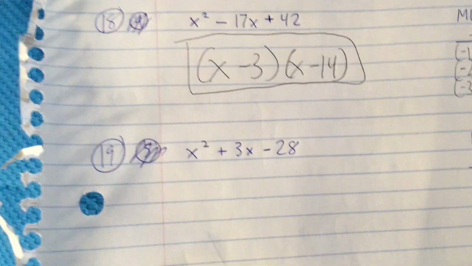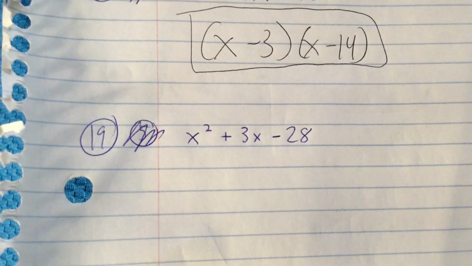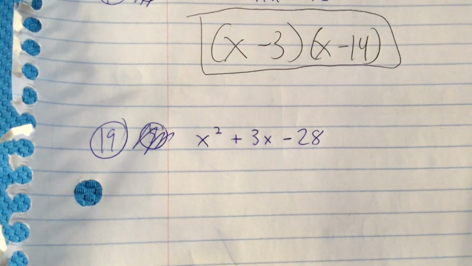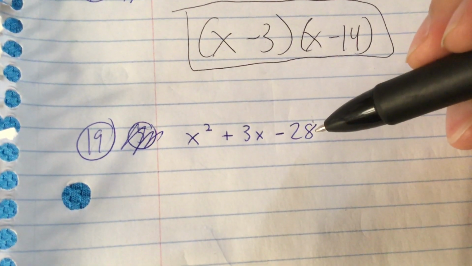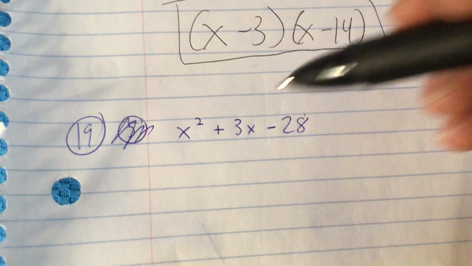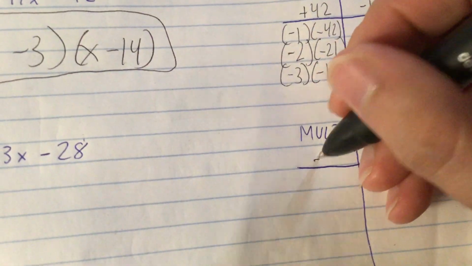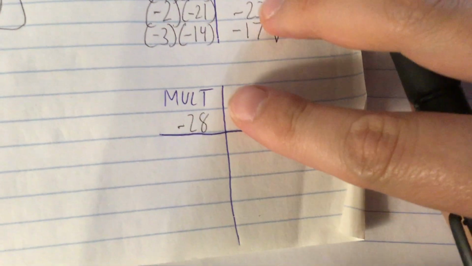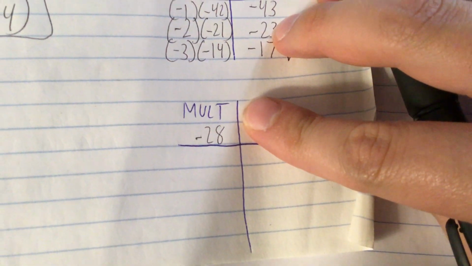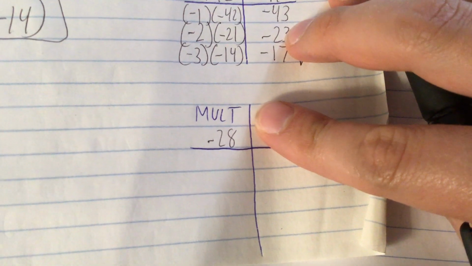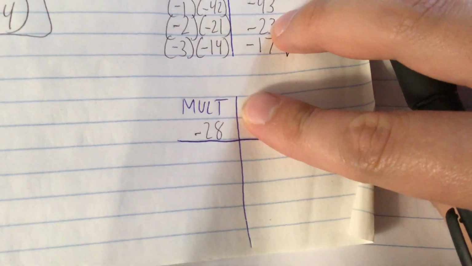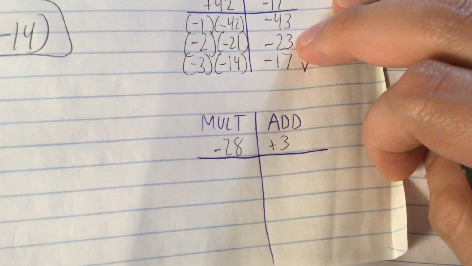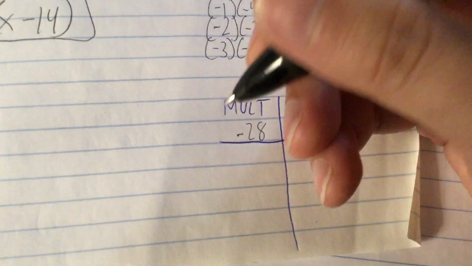Okay. All right, number 19. X squared plus 3x minus 28. All right, so we are trying to figure out what two numbers multiply to negative 28 and add to 3. Well, I'm going to cover up the right column. Multiply to negative 28 means it has to be a positive negative combination. Adding to positive 3 means it has to be a stronger positive than the negative. So let's get right to it.